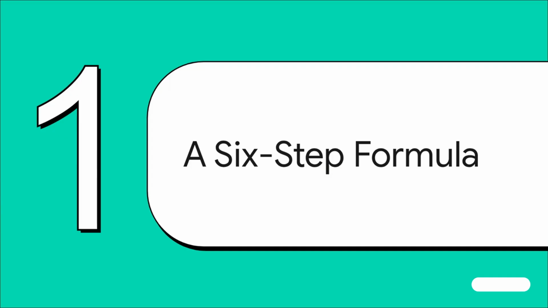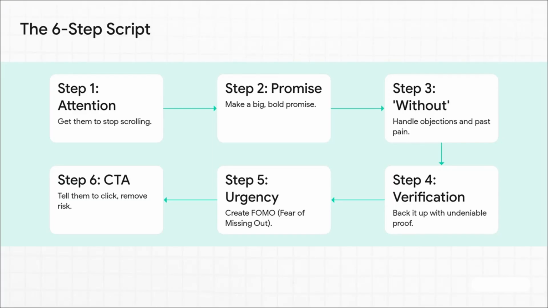Okay, so how does this whole butter knife thing actually work in practice? It's a simple 6-step recipe. Let's break it down step by step. The best way to think about this is like a journey you're taking the viewer on. You start by grabbing their attention. Then you make a big, bold promise. You handle their skepticism up front, back it all up with solid proof, create some urgency, and then, only then, do you give them a clear call to action. So let's look at each piece of the puzzle.